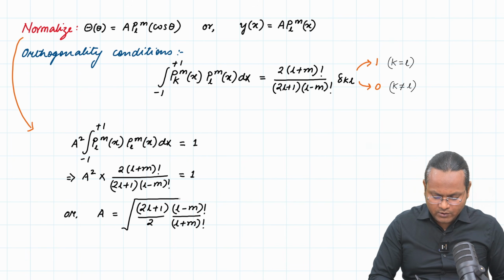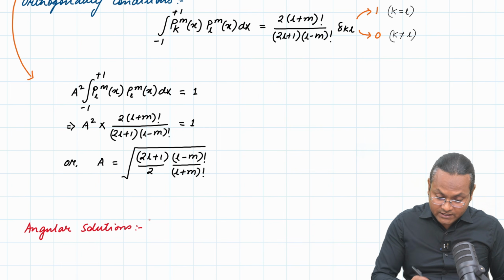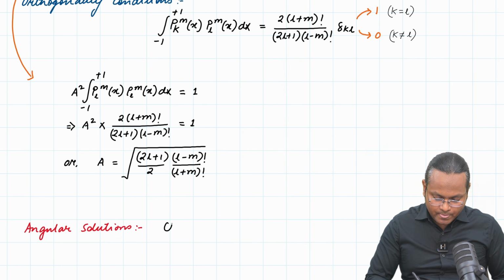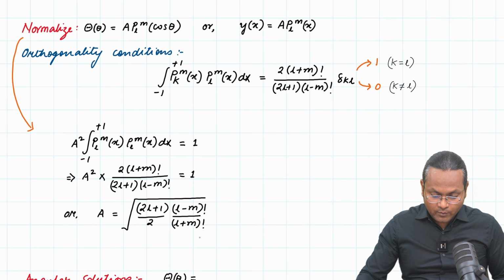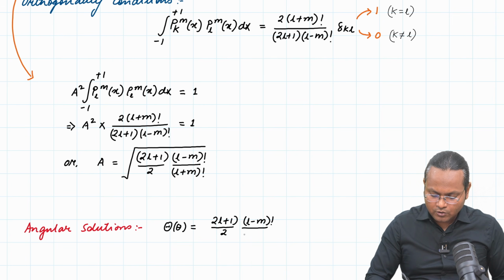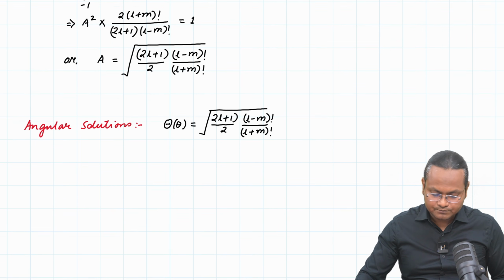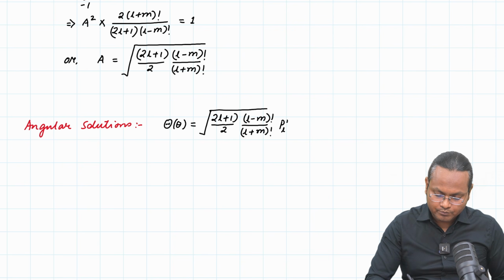Okay, there you have it. So the angular solutions have finally been obtained. Yes, so this is theta with respect to theta. So the normalization constant is going to be the same. I can just write it here as it is, the square root of (2l plus 1) upon 2 times (l minus m)! upon (l plus m)!, and you have the Legendre functions, P_l^m(cos theta). Yep, that's it, P_l^m(cos theta).